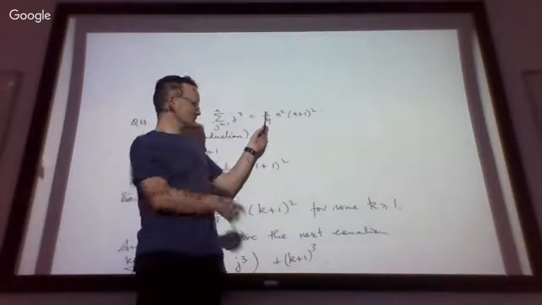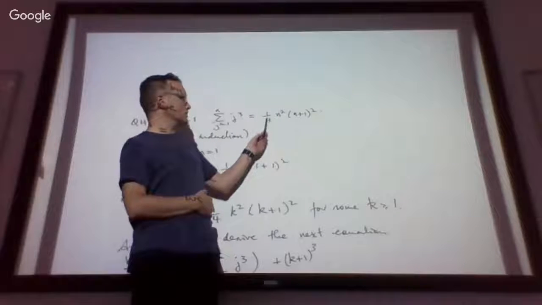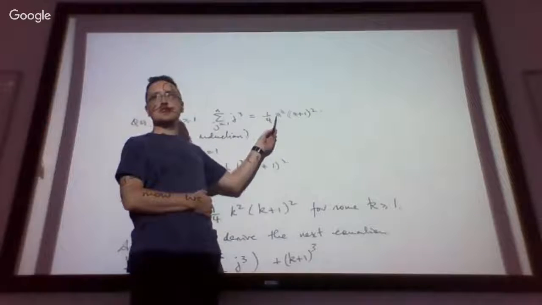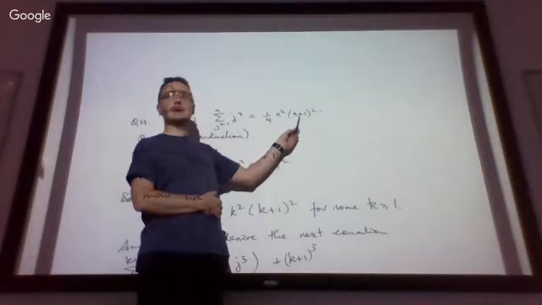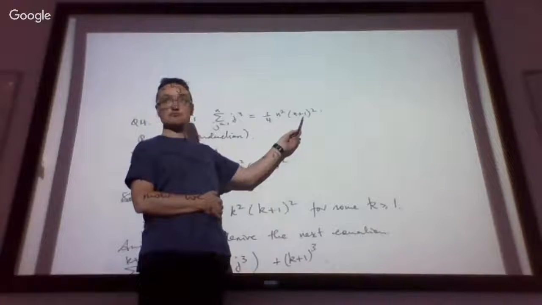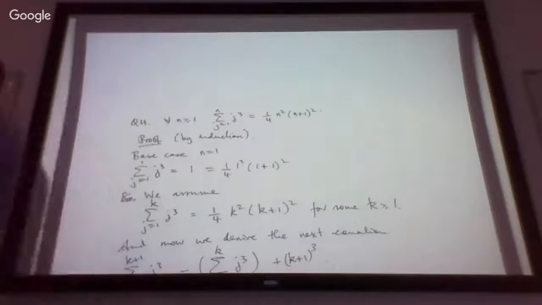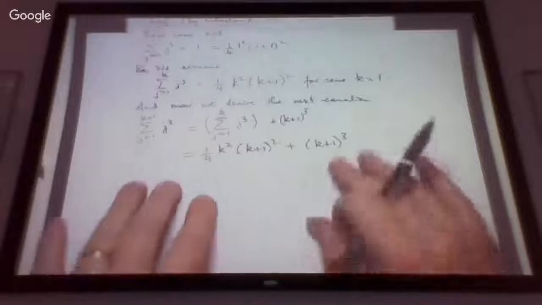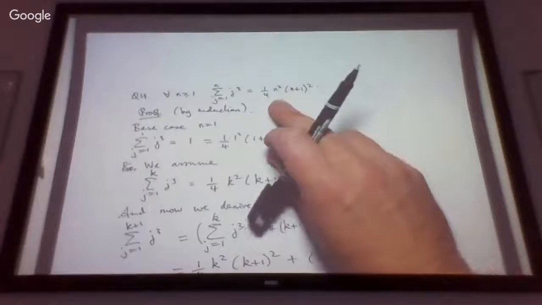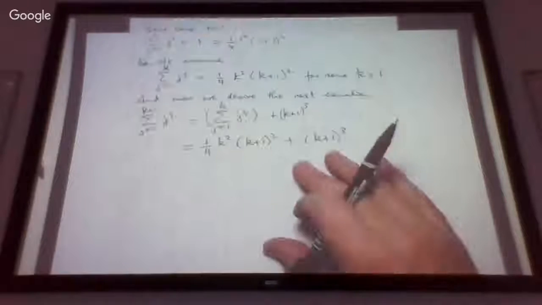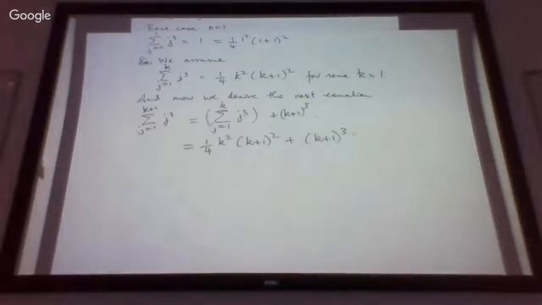So I'm expecting to get that expression to be a quarter of the square of k plus 1 times the square of k plus 2, where the n has been replaced by k plus 1. So a quarter times the square of k plus 1 times the square of k plus 2. Well, have we got any elements of that here?